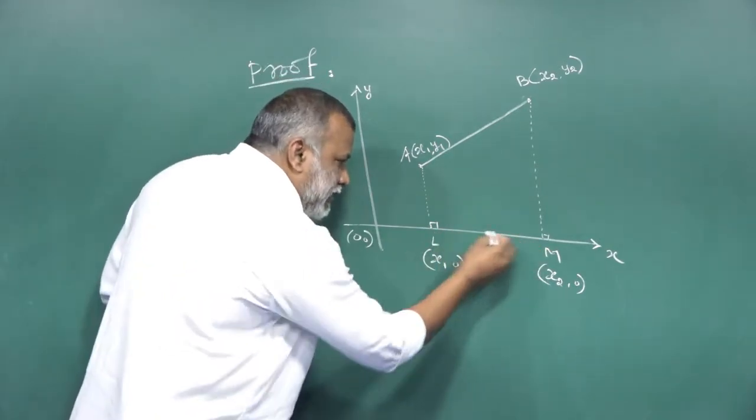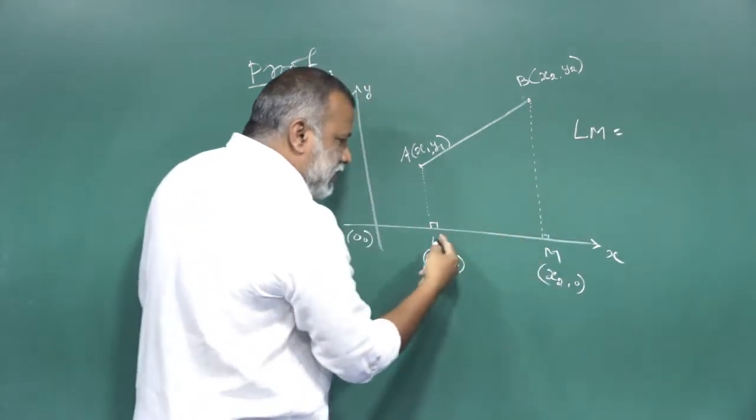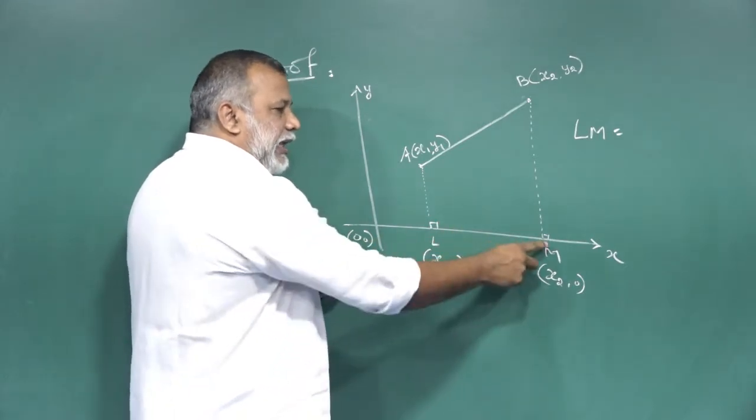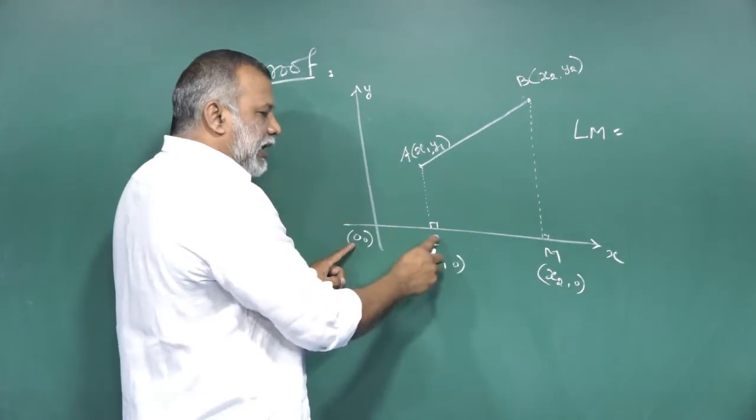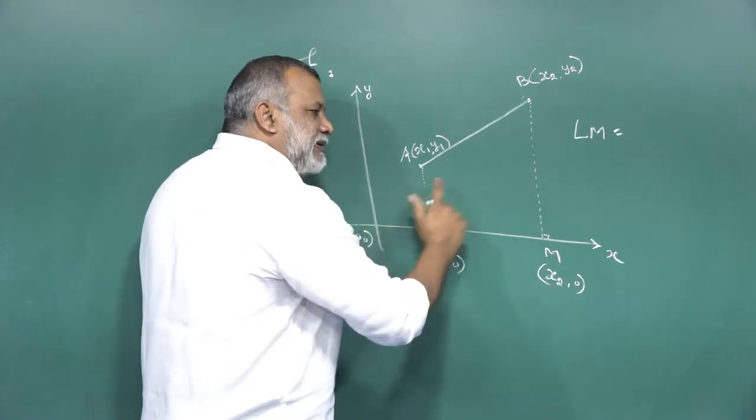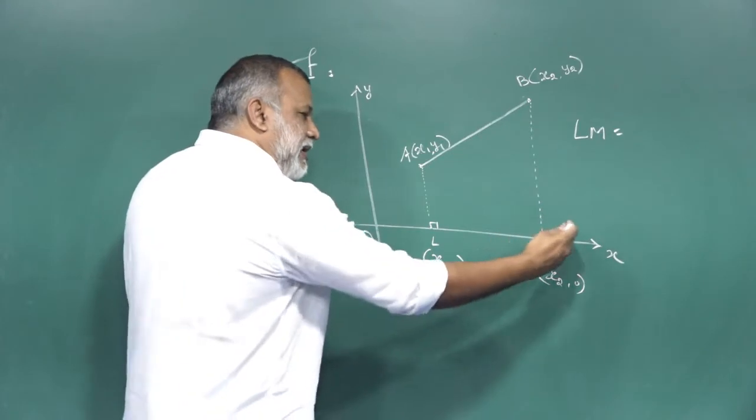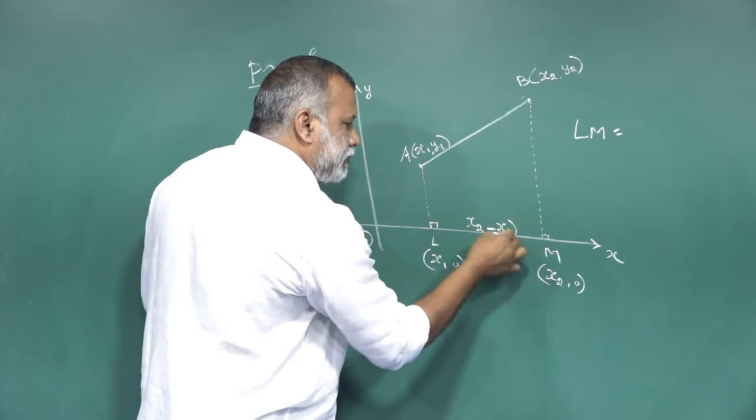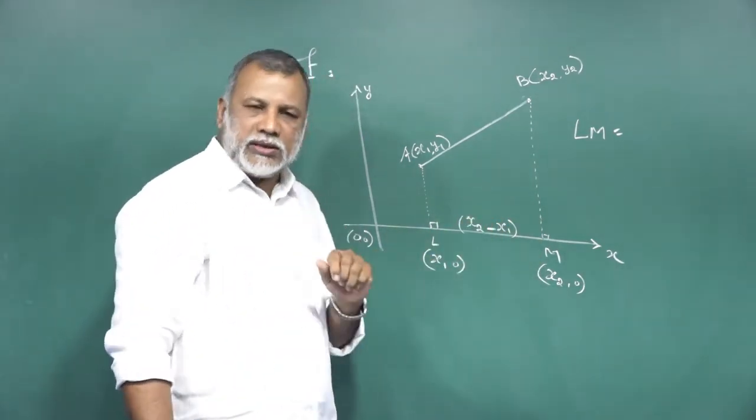Now what is the distance between LM? From this diagram, LM is the distance between these 2 points. How are we able to get it? From this origin, M has the quantity x2 comma 0, that is the maximum. From this origin, L has x1 comma 0. Therefore, for the distance we take the maximum and subtract the smaller value. The maximum distance is x2 and this is x1, so LM is x2 minus x1. This is the first logic we are able to get.